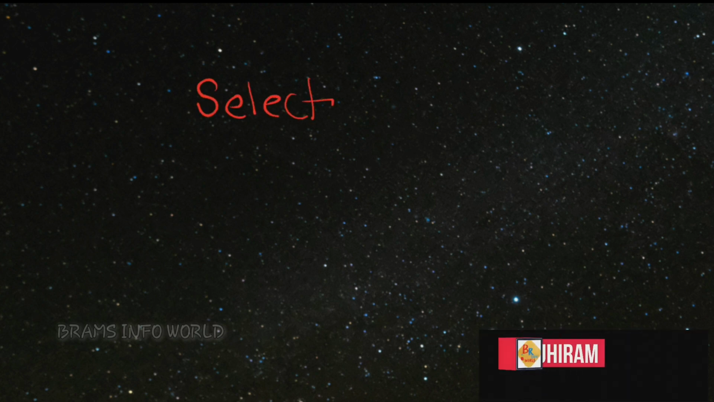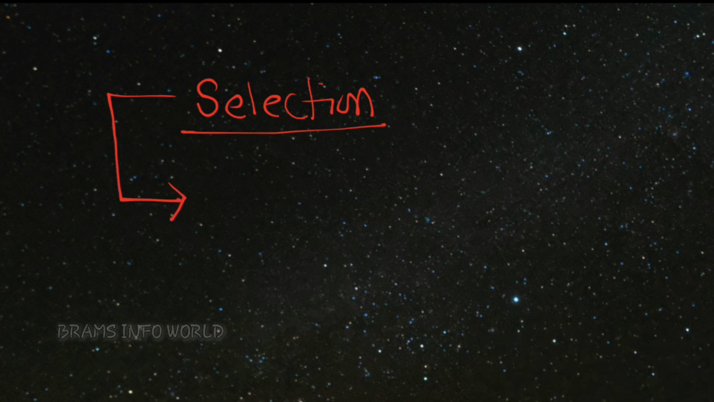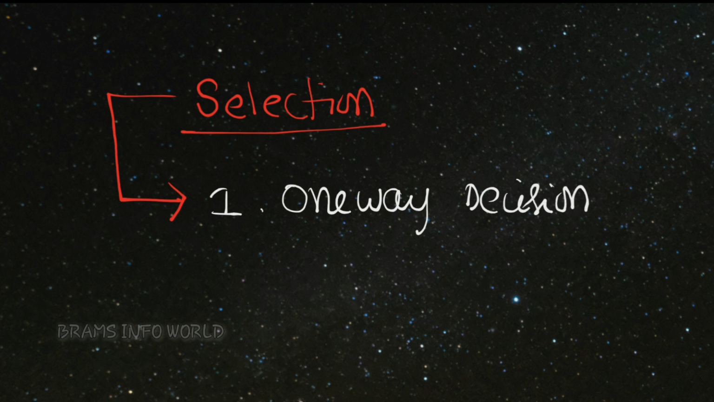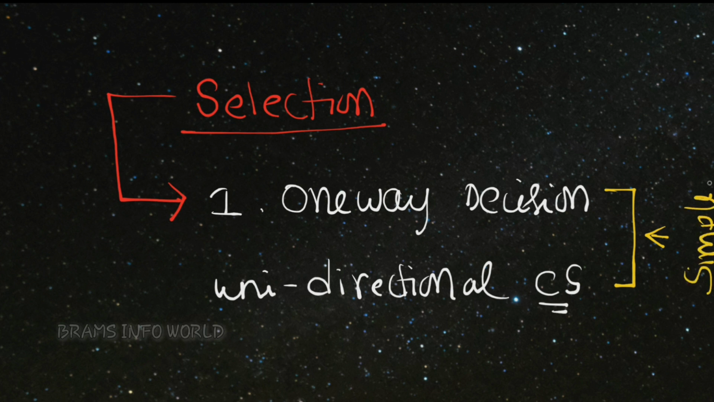Hi friends, in the last video we learned what a selection statement is and what the different types of selection statements are. In simple terms, selection statements are used to take decisions. The first category we can call a one-way decision statement, or unidirectional control statement. Both can be called by one name, the simple if statement. So in this video we are going to talk about the concept of the simple if statement.